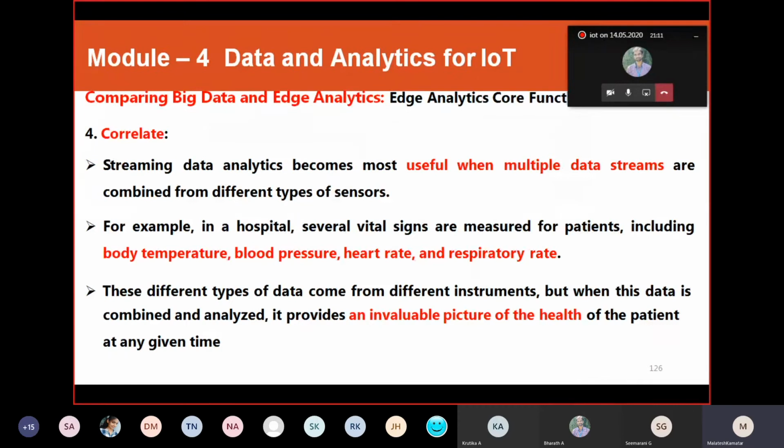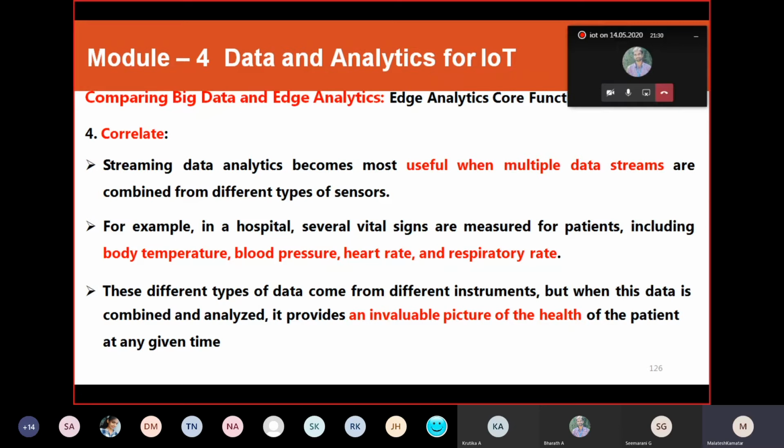The fourth function of APU is correlate. That means streaming data analytics becomes most useful when multiple data streams are combined from different types of sensors, because you use many different types of sensors. When you're combining the data of all those, then you need to correlate it into a single point.